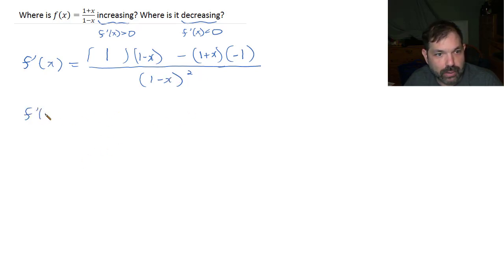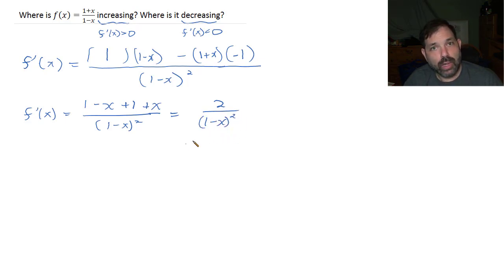So f prime of x then is 1 times (1 plus x). That is 1 minus x. Now be careful here. I have minus 1 times negative 1, so that would be a plus 1. And then I have a minus x times negative 1, so that's a plus x. All divided by (1 minus x) squared. So then this simplifies as, let's see, 1 minus x, that's 2 over (1 minus x) squared.